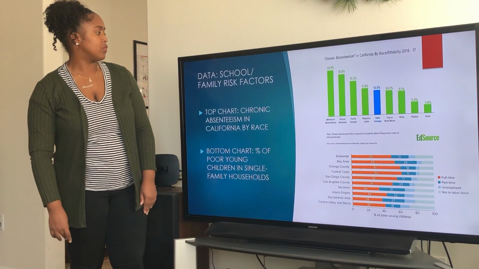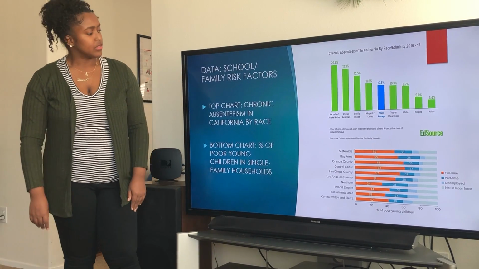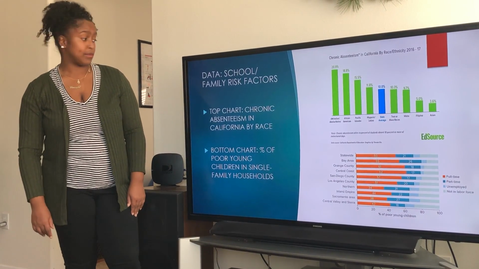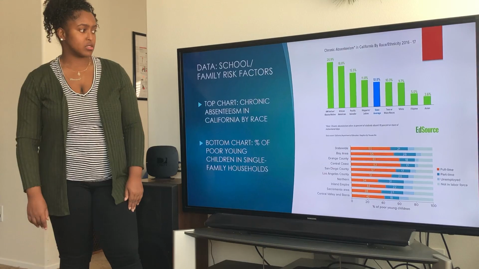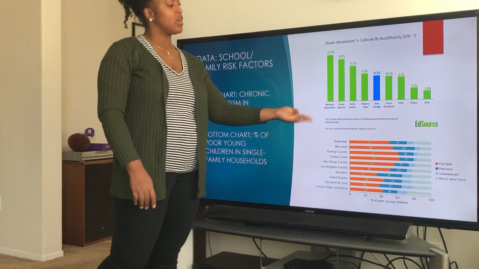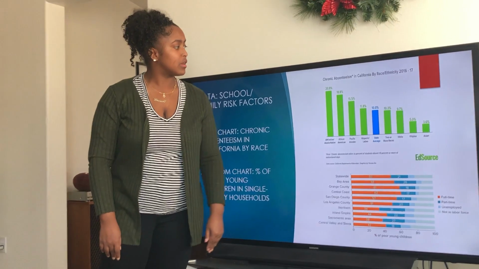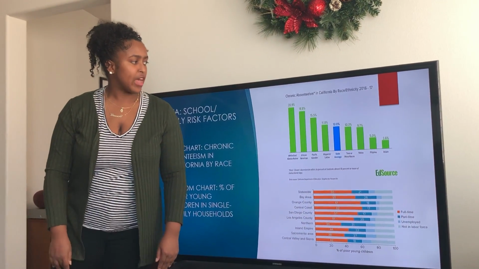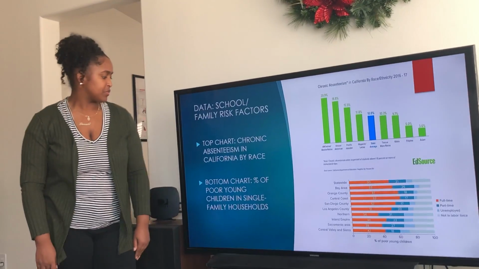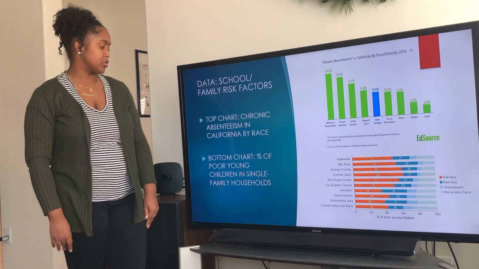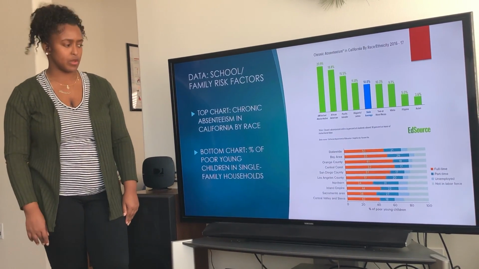Some data, school, family, and risk factors. The top chart here shows chronic absenteeism in California by race. So we have here American Indian and Alaska Native at 20.9% and Asian at 3.6%. The bottom chart shows the percent of poor young children in single-family households.